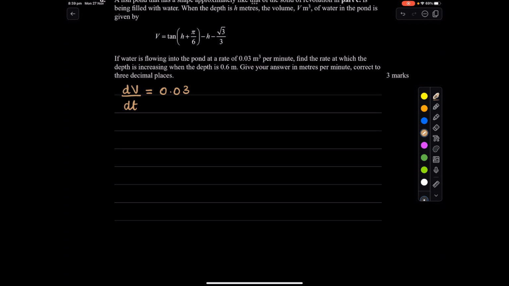We want to find the rate at which the depth, which in this case is h, is changing. So we want to find dh/dt when the depth is this, and give your answers in meters per minute. So we want to find dh/dt given that h is 0.6, and that's what we want to calculate.